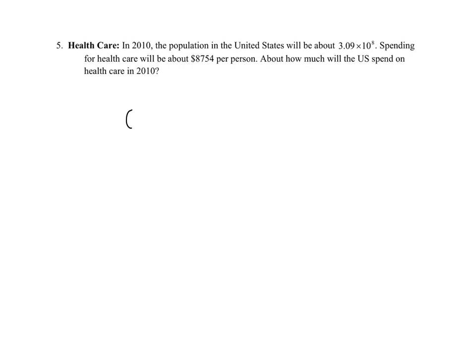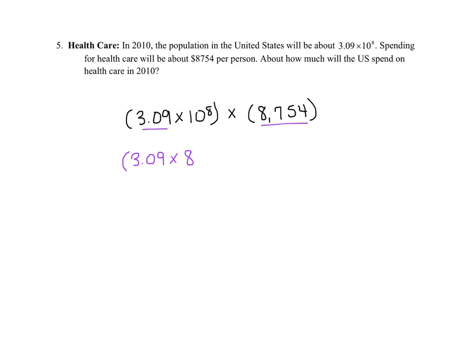We have 3.09 times 10 to the 8th, and we're going to times that by $8,754. So your first step, you want to get your numbers together. So that gives us 3.09 times 8,754. And then we're going to multiply that by our scientific notation, which is 10 to the 8th.